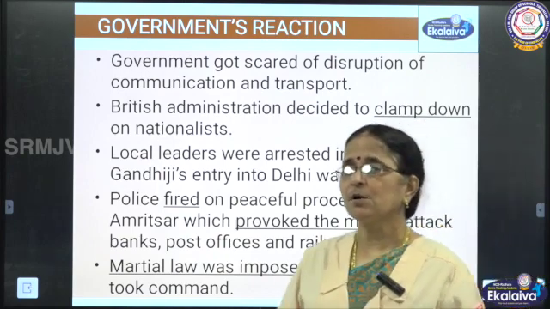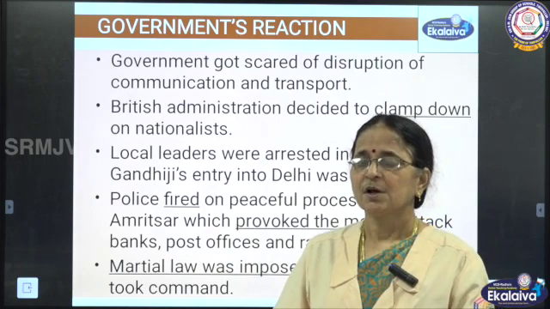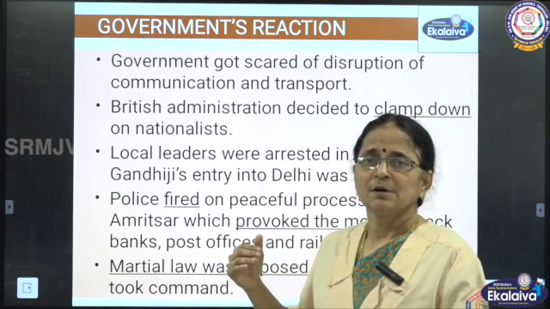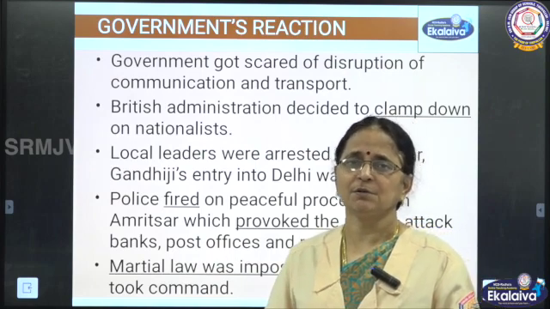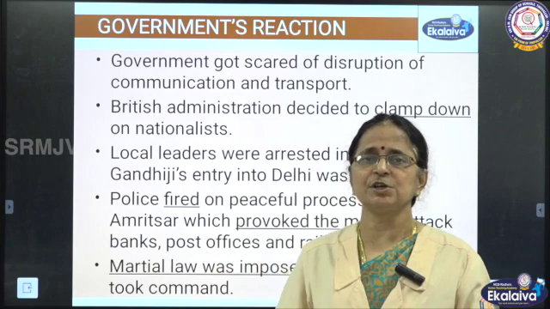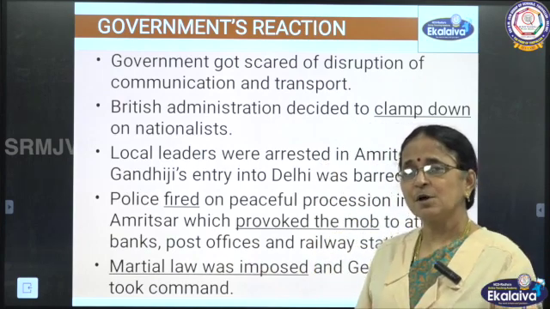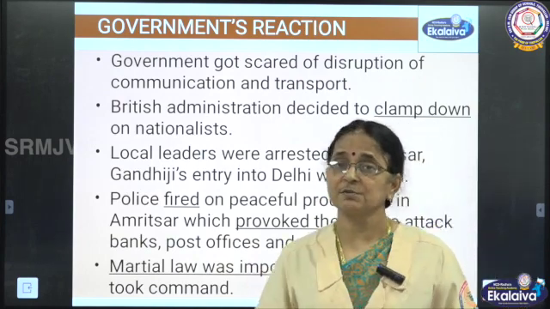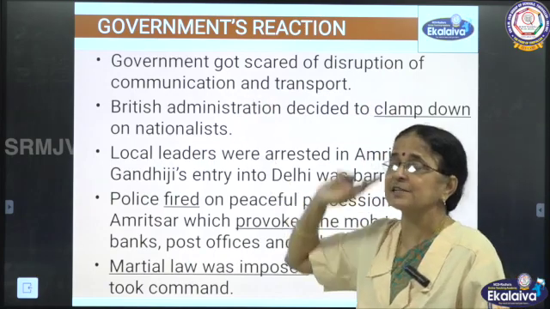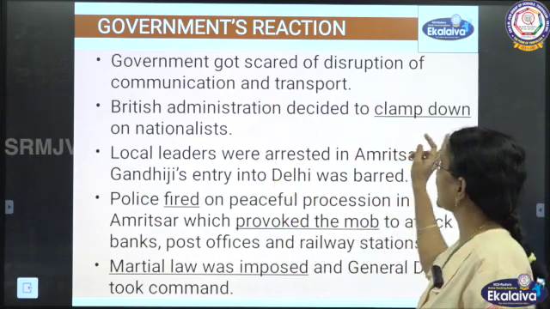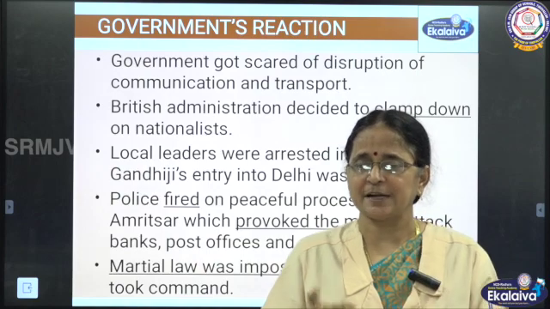Government's reaction. Now we have seen the cause, that is the Rowlatt Act, and we have seen the consequences. Immediately after the Rowlatt Act, how the people protested, how the Satyagraha movement was on, rallies were organized, Hartal was initiated, shops were closed down. That is the consequence. And what was the reaction from the government to these activities of the people? The British government got scared of disruption of communication and transport. So the British administration decided to clamp down on nationalists. Clamp down means arrest. They decided to arrest the political activists.